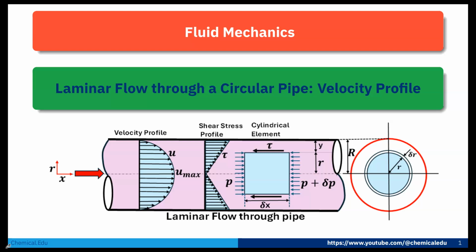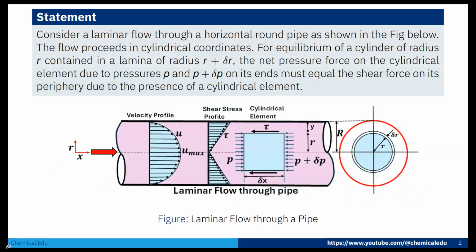Today I'll talk about laminar flow through a circular pipe. After that I will derive the velocity profile and shear stress distribution inside the circular pipe. Now here is the statement. Consider a laminar flow through a horizontal round pipe, or circular pipe, as shown in the figure below.